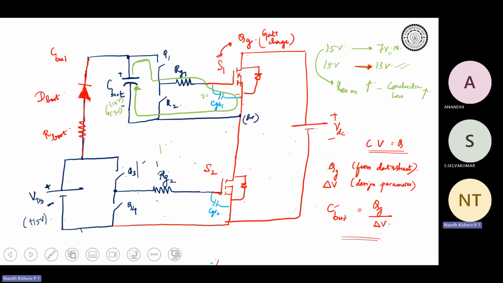Right? Selva Kumar sir, if you are there, are you able to get this? Yes, sir.